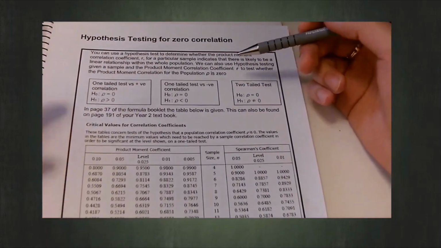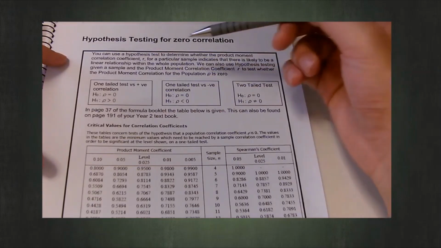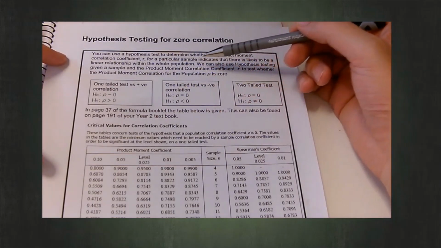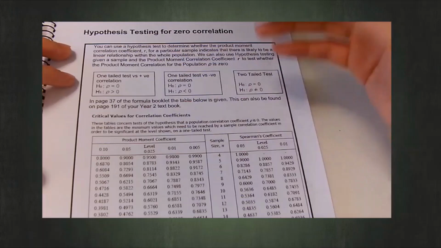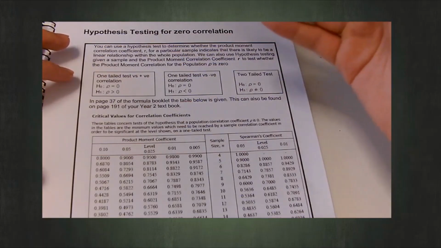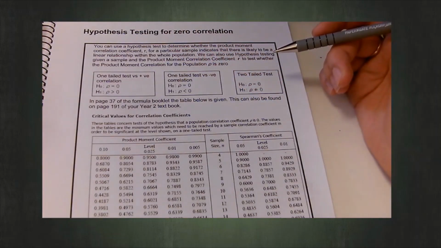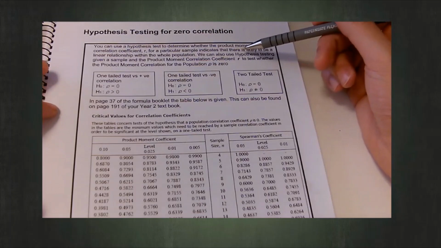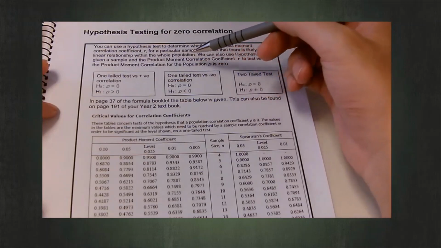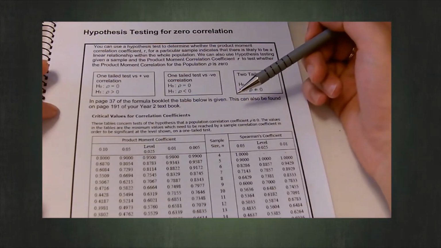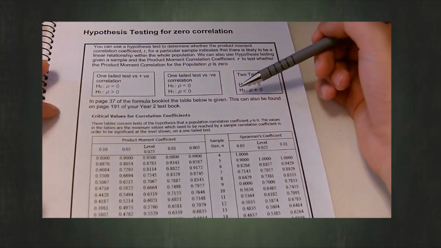Okay, so you can use a hypothesis test to determine whether the PMCC for a sample indicates there's likely to be a linear relationship within the whole population. Remember in the PMCC video, guys, if there is a good strong positive relationship, the value of R is close to 1, or if the value of R is close to -1, that would indicate a linear relationship. Okay, we can also use hypothesis testing given a sample and the PMCC R to test whether the PMCC for the population is 0.